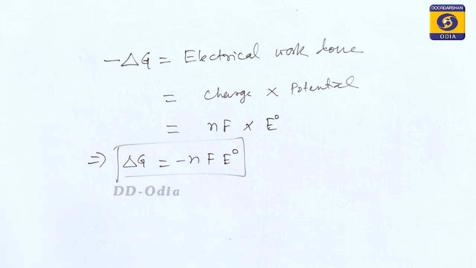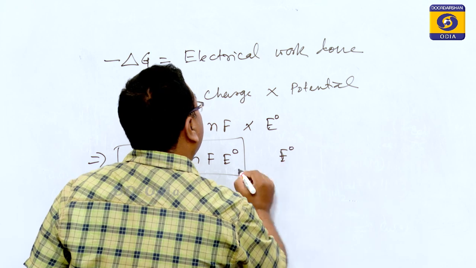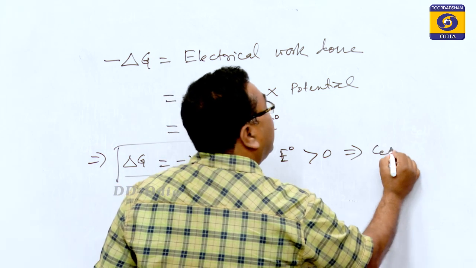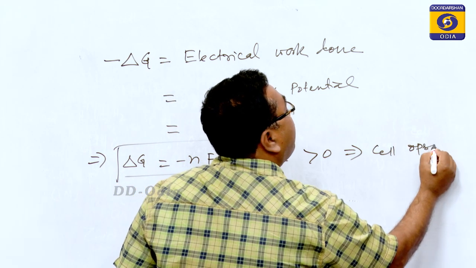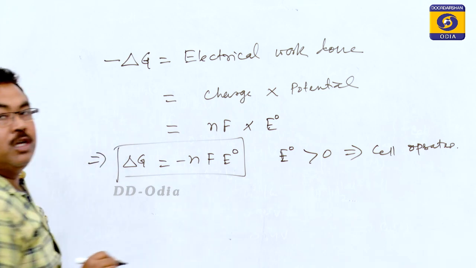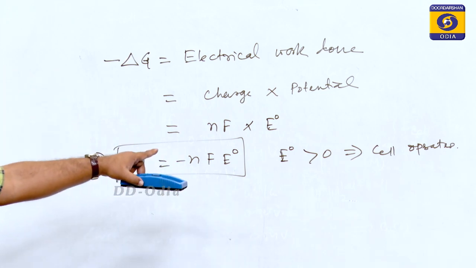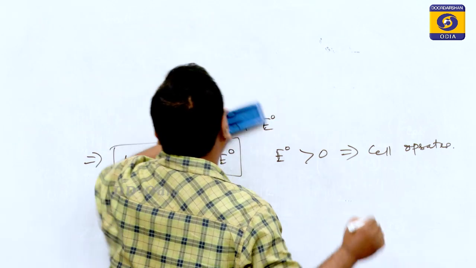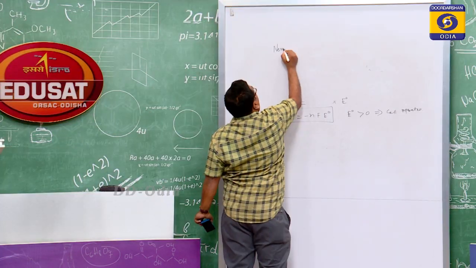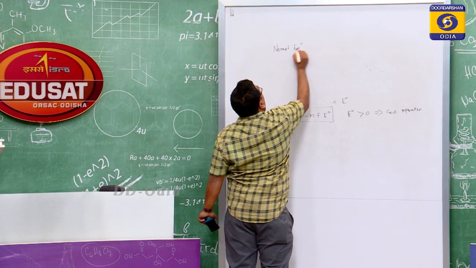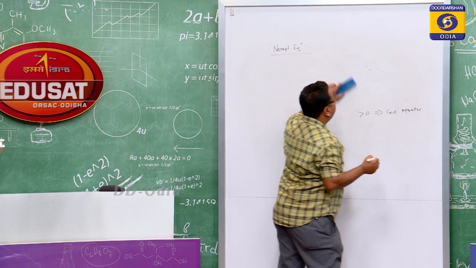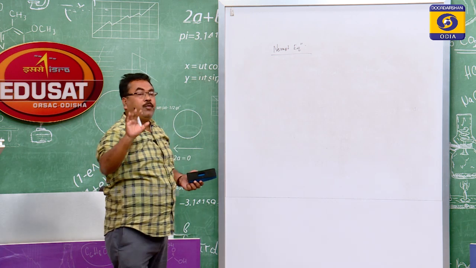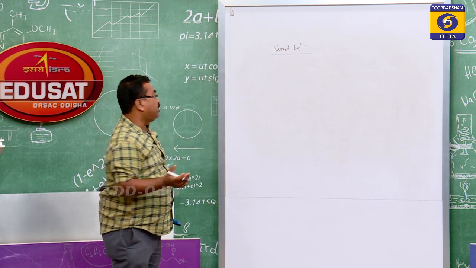For a cell to operate, E0 must always be greater than 0. This implies the cell operates. For the functioning of a cell, the standard EMF must be greater than 0. And now we shall proceed to the Nernst equation, where we shall give the dependence of the cell EMF or the potential on the concentration.